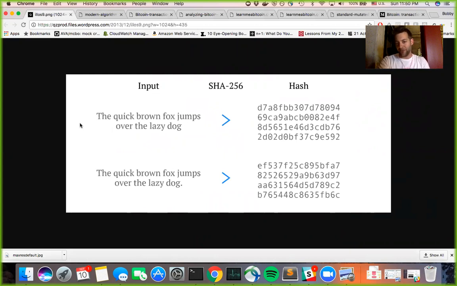If I have this D7 hash, all those letters, there's no way that I could reconstruct the sentence, "The quick brown fox jumps over the lazy dog." But if I change just one little character, like you'll notice here in the bottom example, I added a period, the output of that hash is just totally different. And so what you could use this for is data verification.